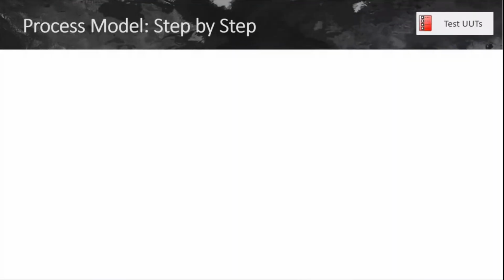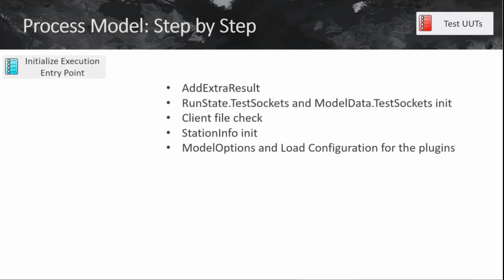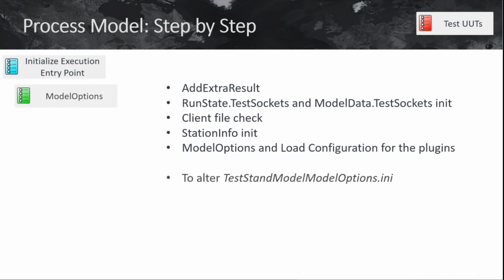Okay, so let's now walk through this process model, and let's find out where these plugin entry points are located. So we start in the sequential process model with initialization of the whole entry point. The name is quite descriptive, but to go into more detail, we configure test sockets and station info. We add some more results to this. We check the client file, and we also provide the opportunity to alter model options with this callback in the client sequence file. And the options are also in a file shown in the slide.